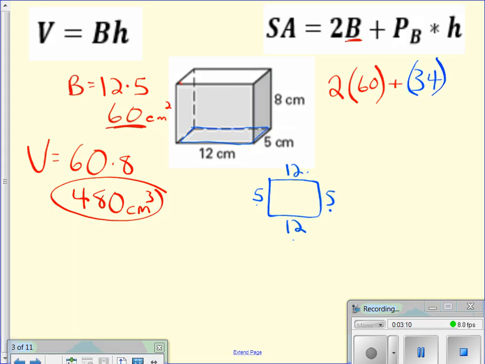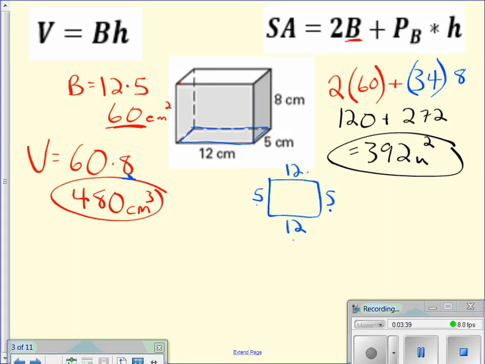34 times, now my height is that same height I used over here, which is 8. Okay. I'm going to simplify both these things out separately. So 2 times 60 is 120 plus 34 times 8 gets me 390. Oh, no. 272. For a whopping total of 392 units squared. Boom. Got my 2 answers.